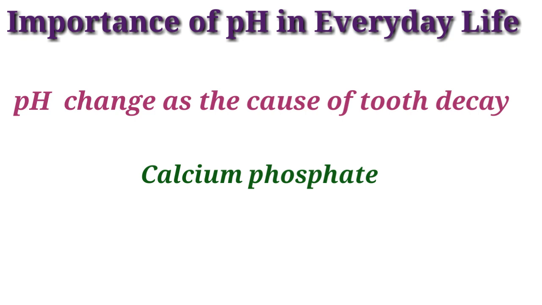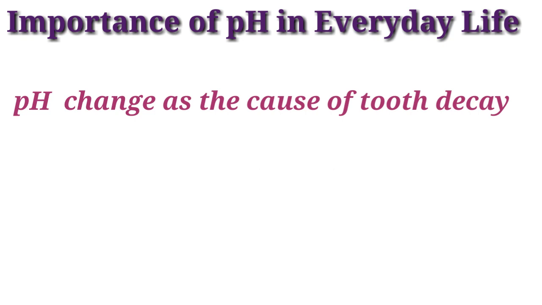Bacteria present in the mouth produce acid by degradation of sugar and food particles remaining in the mouth after eating. The best way to prevent this is to clean the mouth after eating food. Many toothpastes contain bases to neutralize the mouth acids. So using the toothpaste for cleaning the teeth can neutralize the excess acid in the mouth and prevent tooth decay.